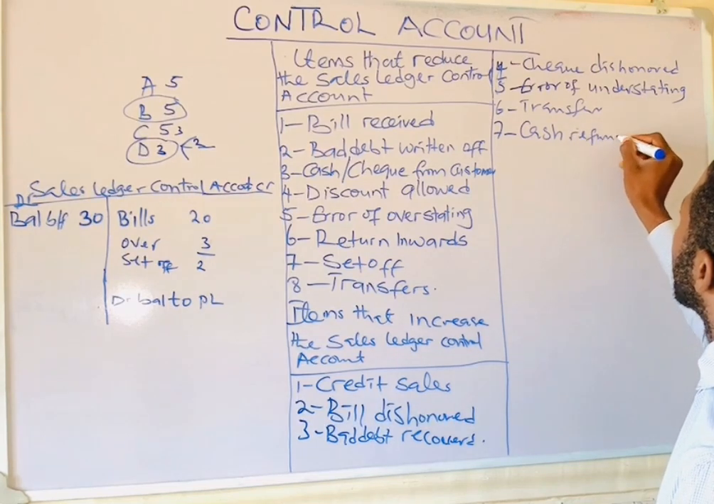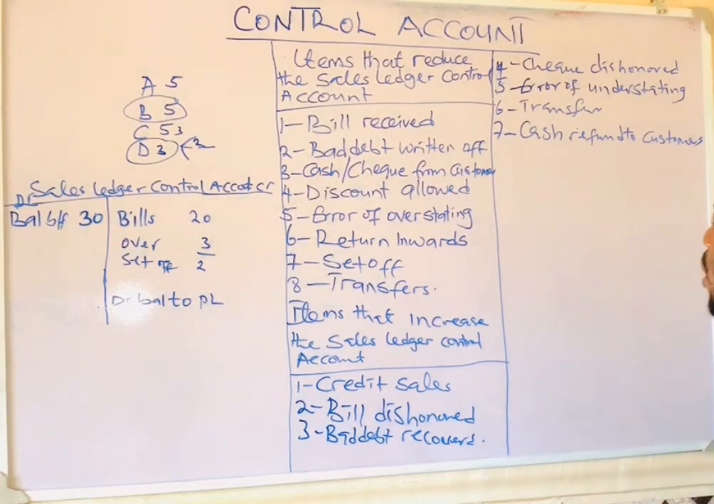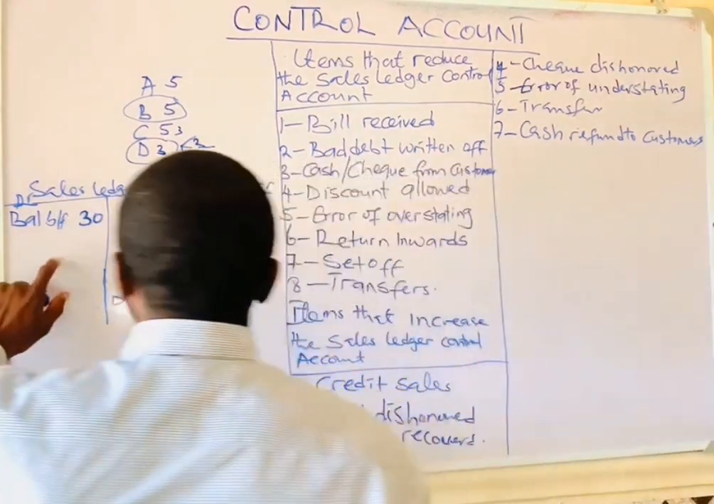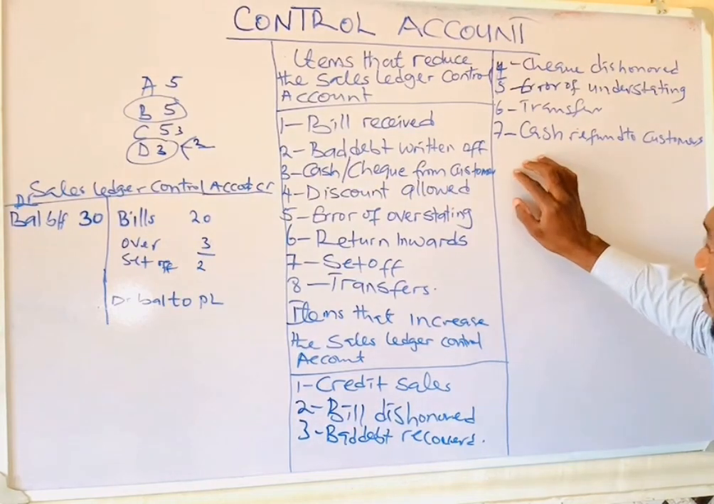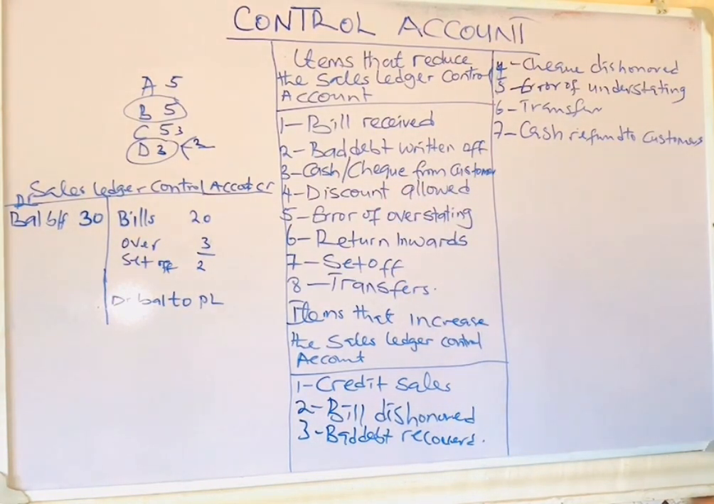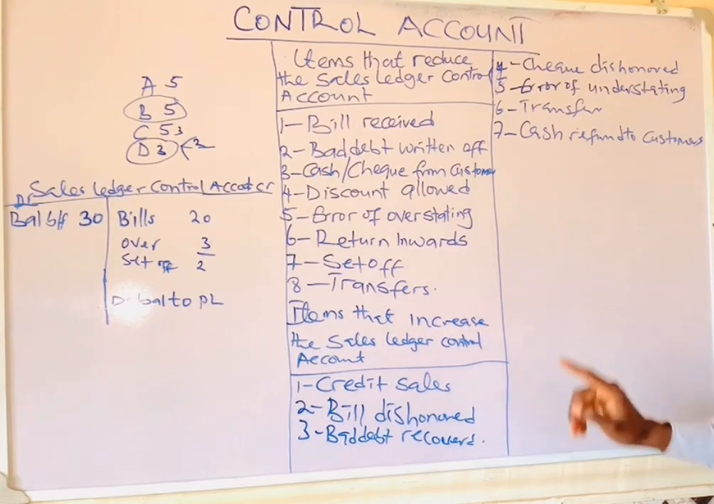Number 7, we may say cash refund to customers. Yes. So when this cash is refunded to a customer, it will add to your balance. It's the same thing with check dishonored. This is cash that we received and now refund back to the customer. Maybe the cash we received was not the cash we were supposed to have received from the debtors. So since it's not the cash, we will refund the cash back. So it will add to our balance. So these items add to our sales ledger control account balance.